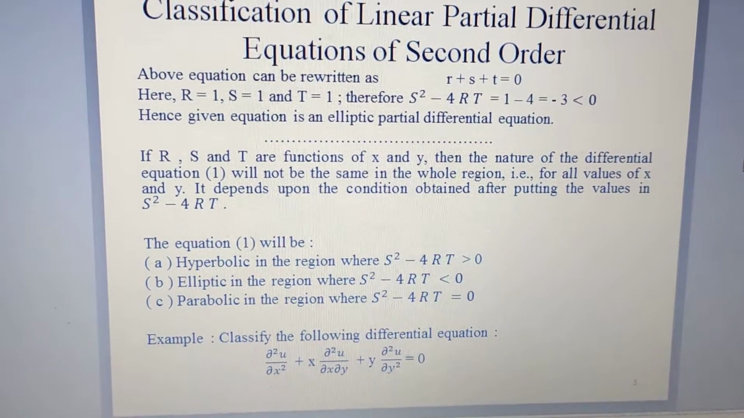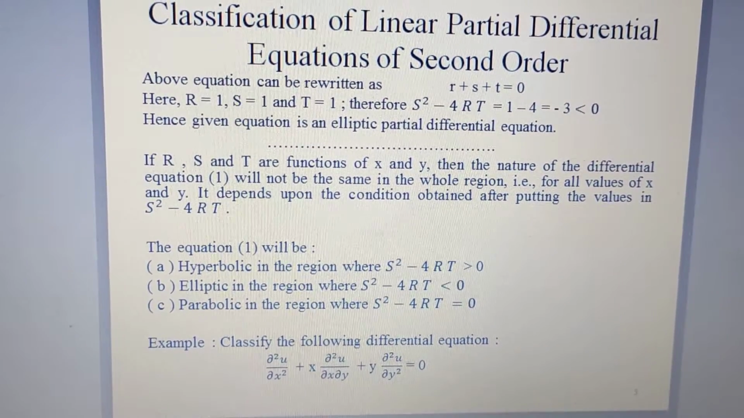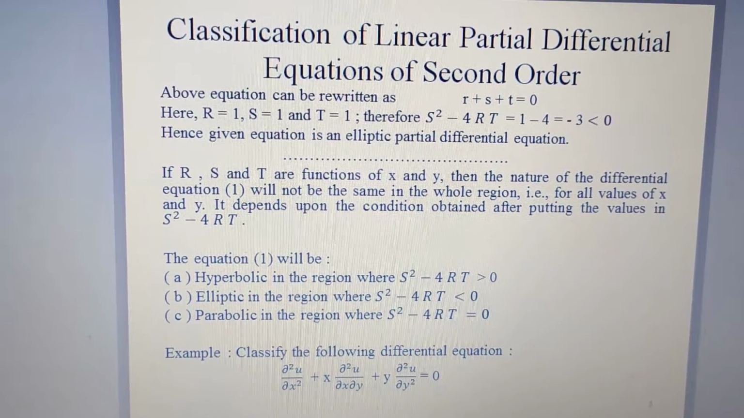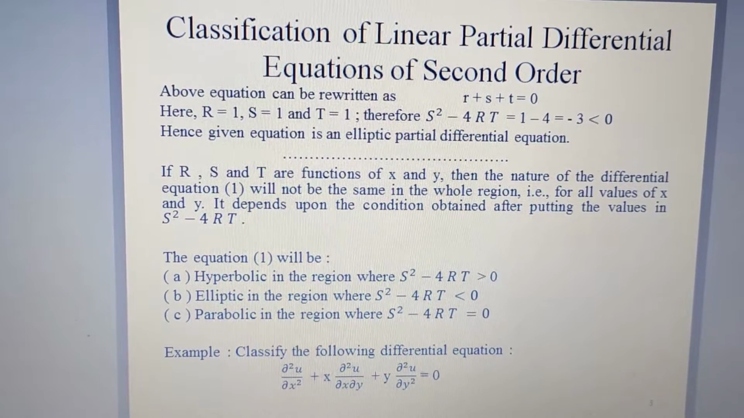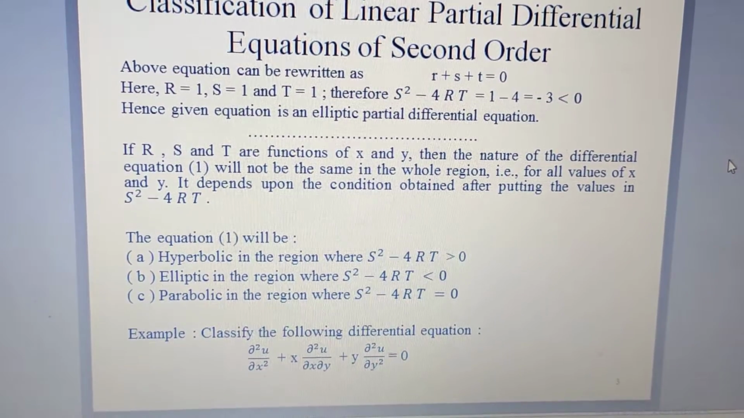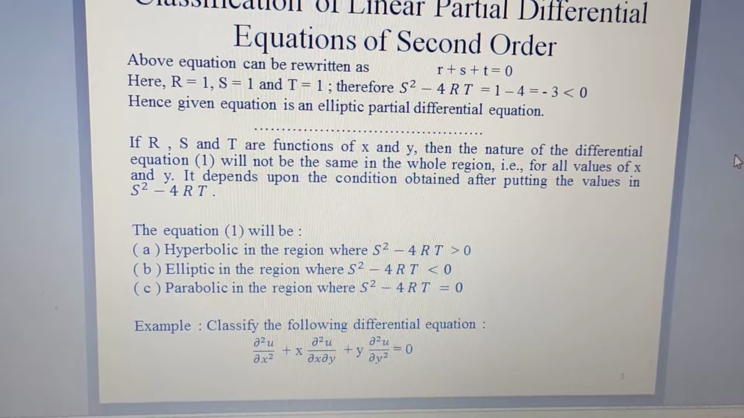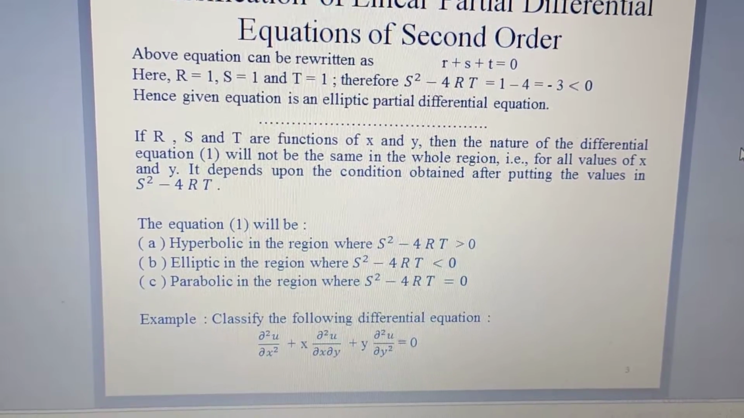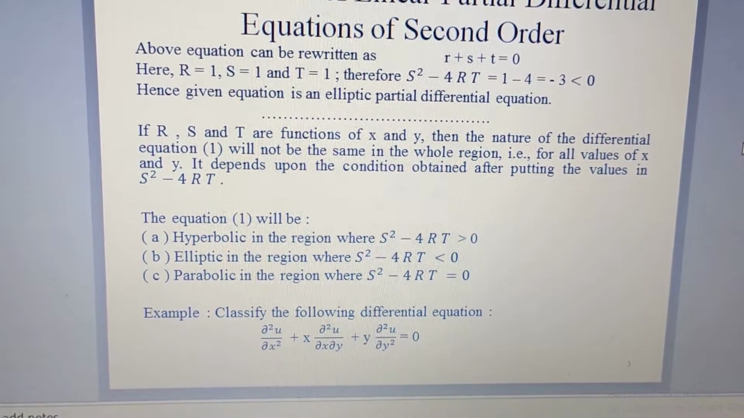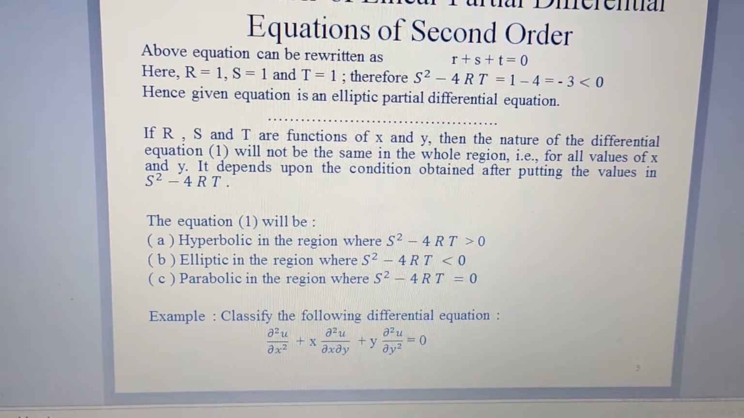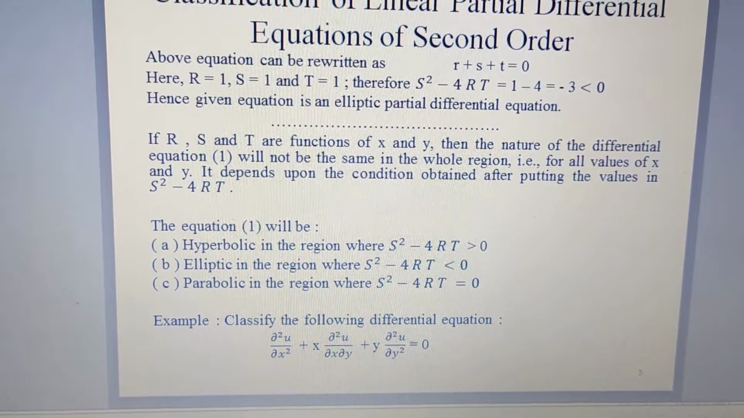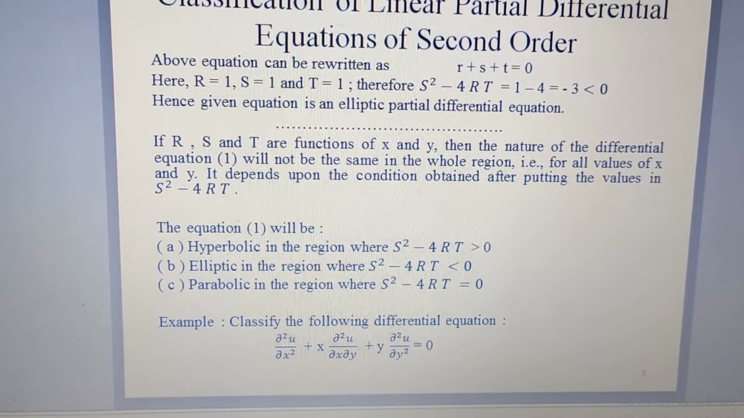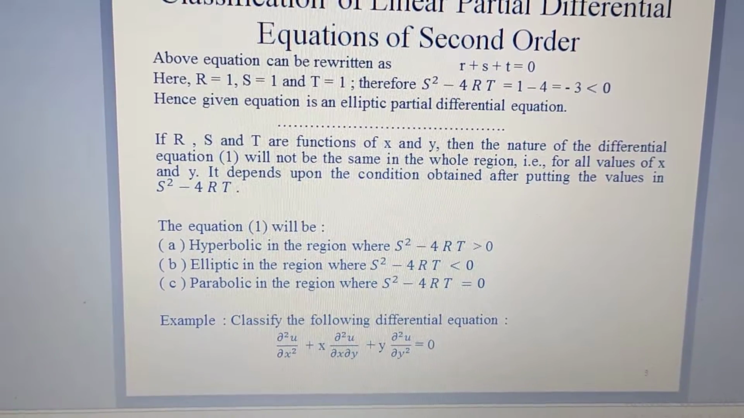Now, earlier we have seen that r, s and t are constants. Now we are supposing they are functions of x and y. Then the nature of the differential equation will not be the same in the whole region. It depends upon the condition obtained after putting the values in s² - 4rt. The equation will be hyperbolic if s² - 4rt is more than 0, elliptic if it is less than 0, and parabolic if it is 0.